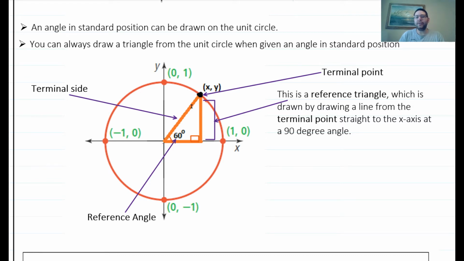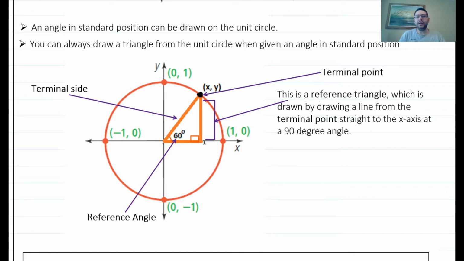This triangle is called a reference triangle, which you draw by drawing a line straight from the terminal point. The terminal point is that ending point on the terminal side, the very last part of the terminal side, which in this case is on the unit circle. You draw a line straight down or up, depending on where you're at, to the nearest x-axis, and it has to form a 90-degree angle. Then you draw the other leg of the triangle, and that will be your x side. So this is how you can draw a reference triangle.